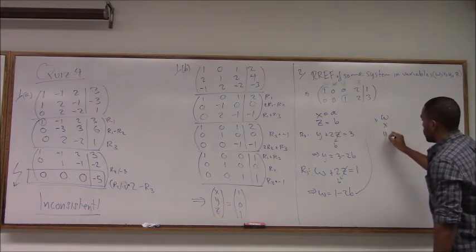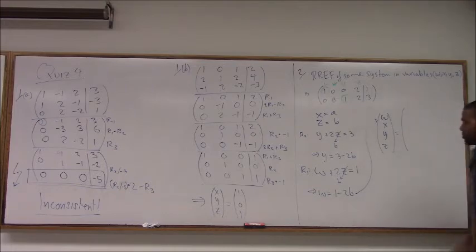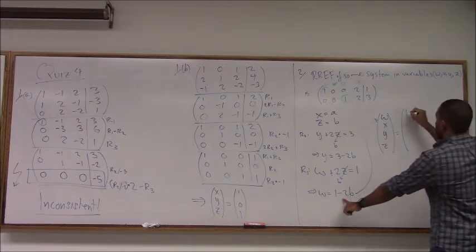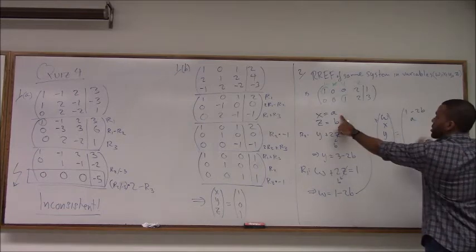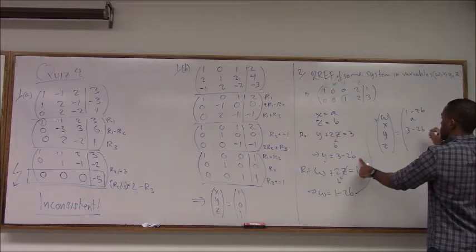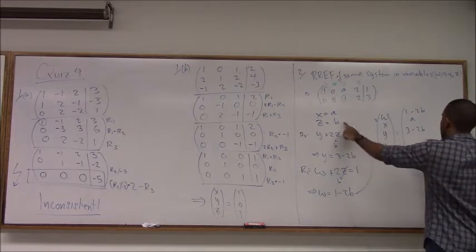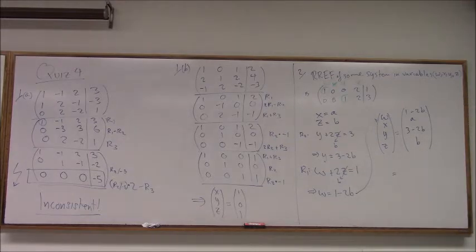Okay, so now we can actually write down the solution. W, x, y, z equals: the w is 1 minus 2b, the x is a, the y is 3 minus 2b, and my z is b. So this system has 2 free variables.